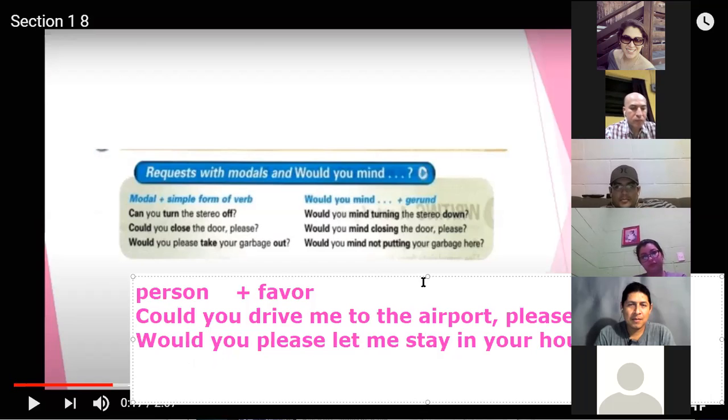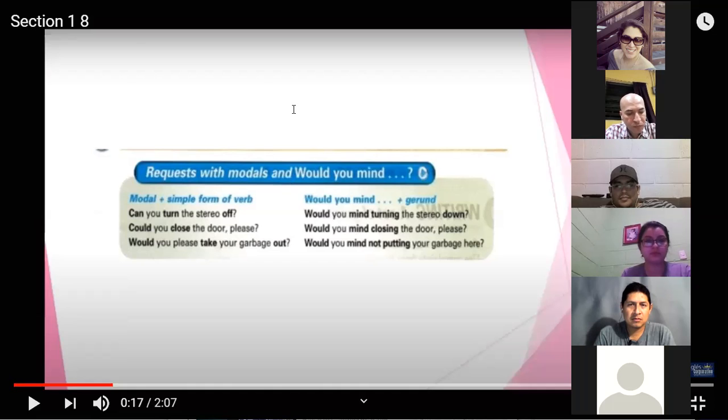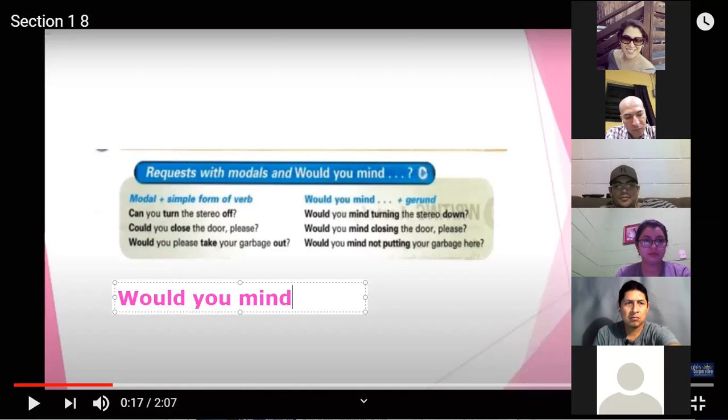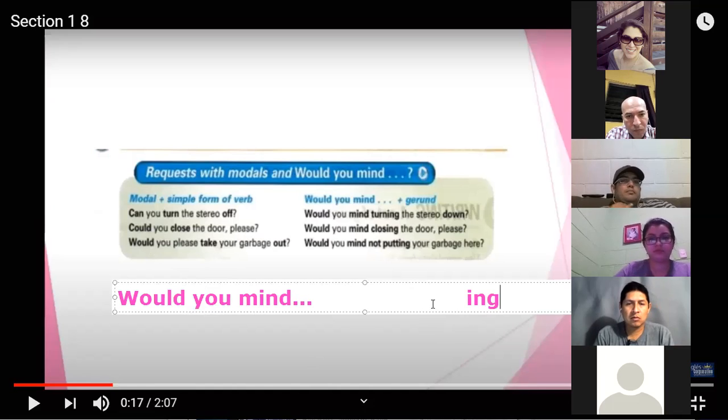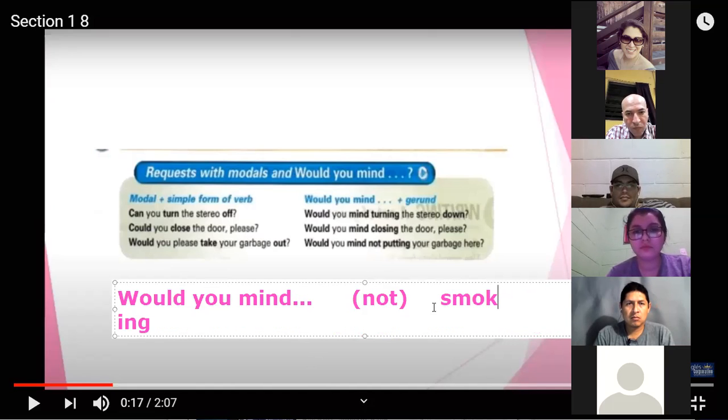Okay. Then we have this other structure, which is, would you mind? Write it down. This is one of the most formal ways to ask something and one of the most polite ones, all right? And the verb has to be in what form, guys? In gerund. Gerund means that it has to be conjugated with ing, right? And if you want to make it negative, it would be here. So would you mind not smoking, please?